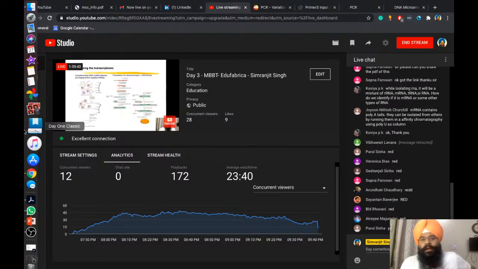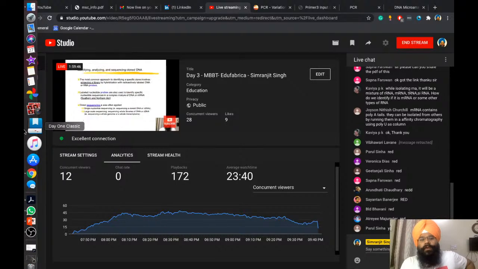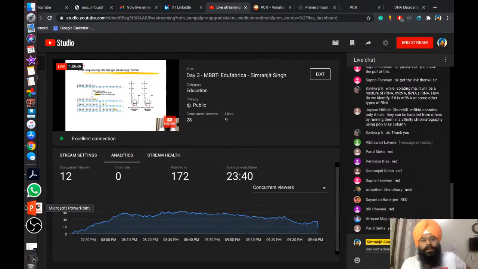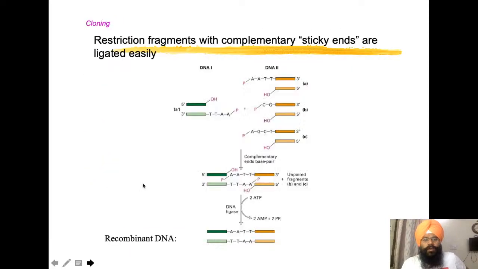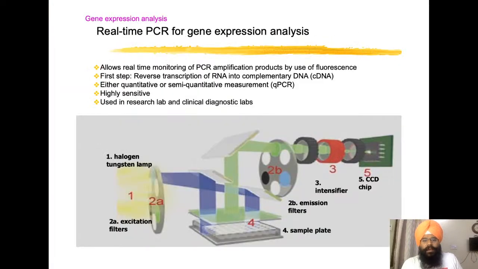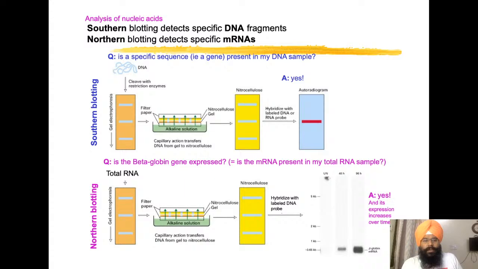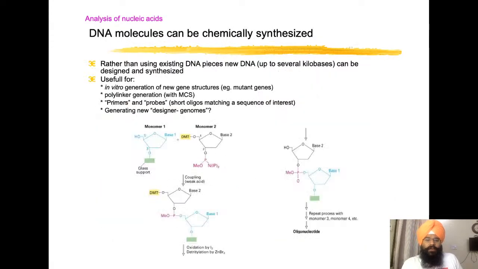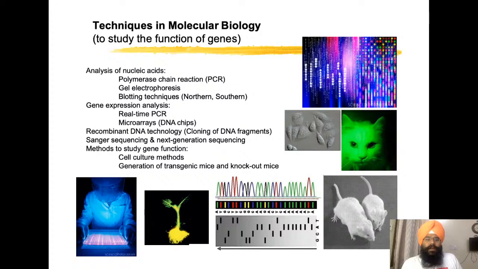So basically we did a lot about tissue culture today. We learned about PCR, RT-PCR, cloning, and microarrays. We learned how the RT-PCR COVID-19 test is done and how to analyze this data a little bit, and a little bit about Southern blotting, Northern blotting, agarose gel electrophoresis, and PCR. So basically half is done; recombinant DNA technology is done. Tomorrow we have to do Sanger sequencing, next generation sequencing, and methods to study gene functions.